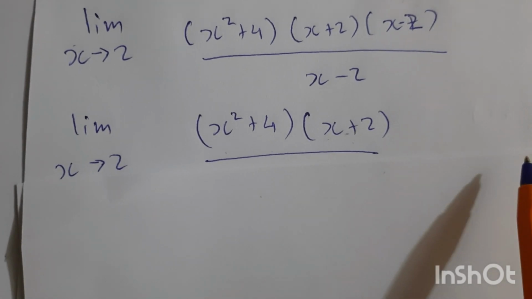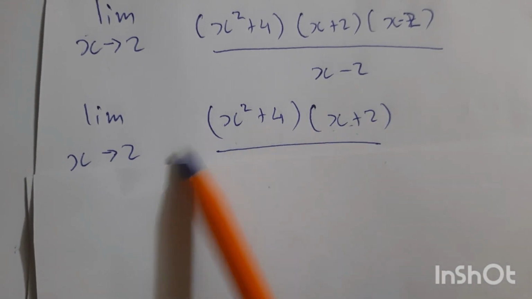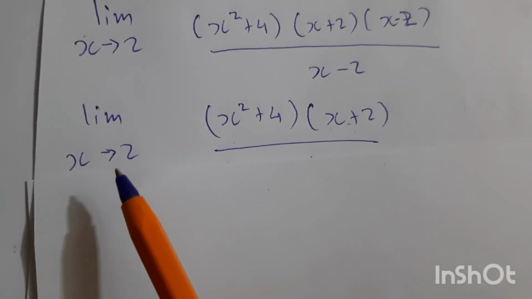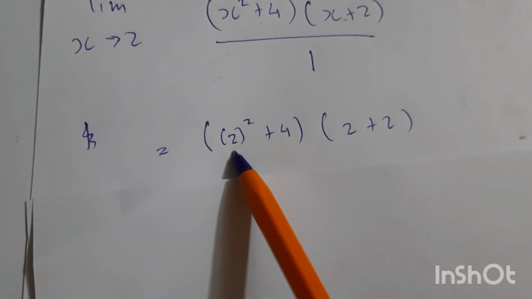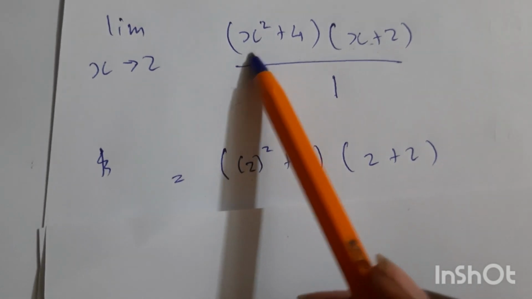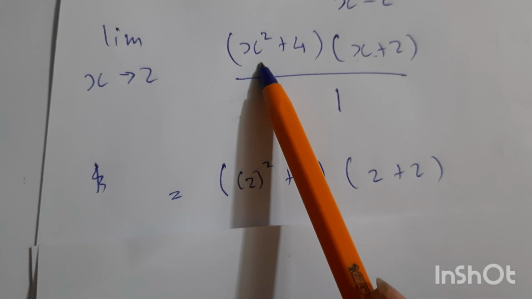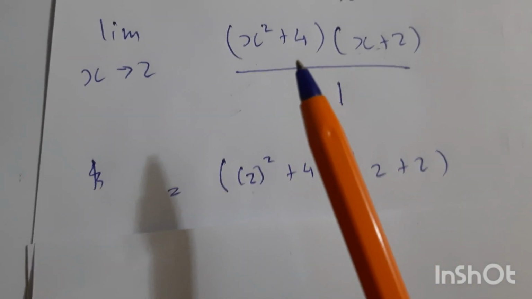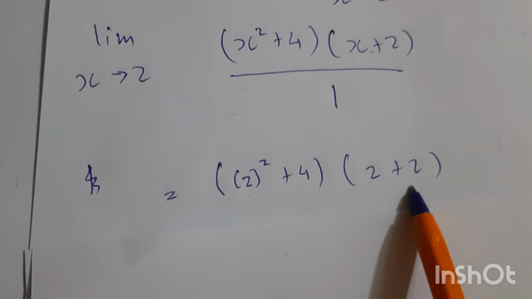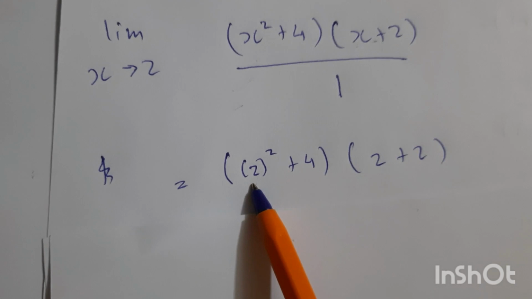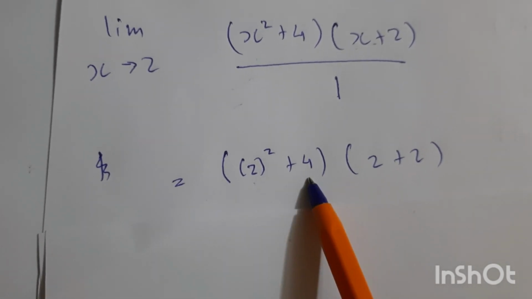At this point, we now have the privilege of replacement. Wherever there is an x, we put a 2. So it becomes 2 squared plus 4, times 2 plus 2. 2 squared is 4, plus 4 is 8. 2 plus 2 is 4.